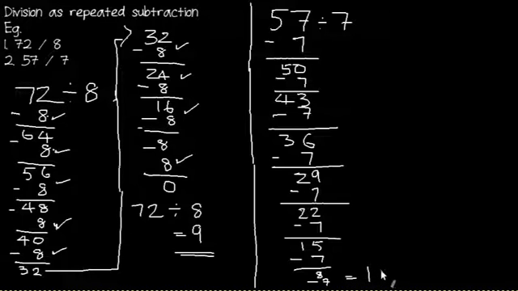And obviously you can't take 7 from 1, so we have this 1 left over. And so whatever amount we have left over, we call the remainder. And that's where that whole idea of a remainder comes from.